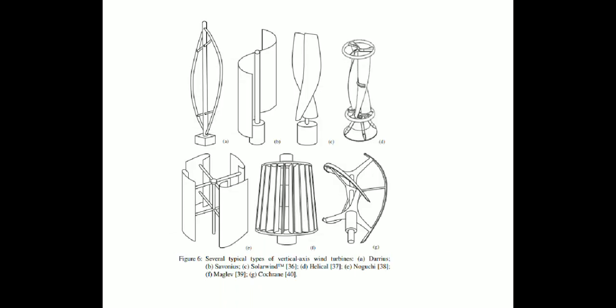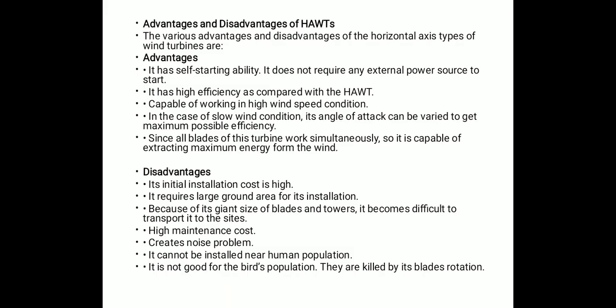Now again see the several typical types of vertical axis wind turbines. Here all the blades are mounted vertically over the gearbox. This way we can design vertical axis wind turbines. Now let us see the advantages and disadvantages of HAWTs. The various advantages and disadvantages of the horizontal axis types of wind turbines are as follows. Here are some advantages.